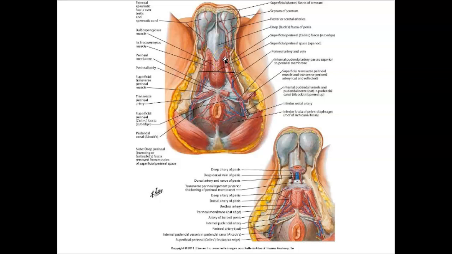The ischiocavernosus on each side goes into the corpora cavernosa, plural, on each side, or the corpus cavernosum, and the bulbospongiosus goes into the corpus spongiosum in the penis. We'll see that in a little bit as well. And this is, again, where the urethra, right in this area here, is going to make that 90-degree turn and travel into the penis at the bulb of the penis right here.